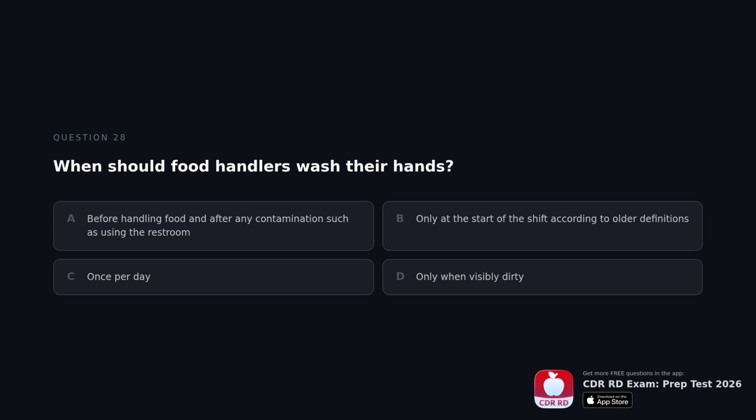A. Before handling food and after any contamination such as using the restroom. B. Only at the start of the shift according to older definitions. C. Once per day. D. Only when visibly dirty.